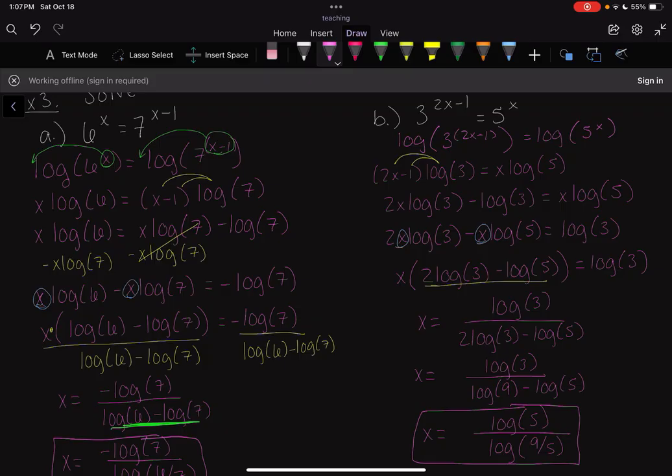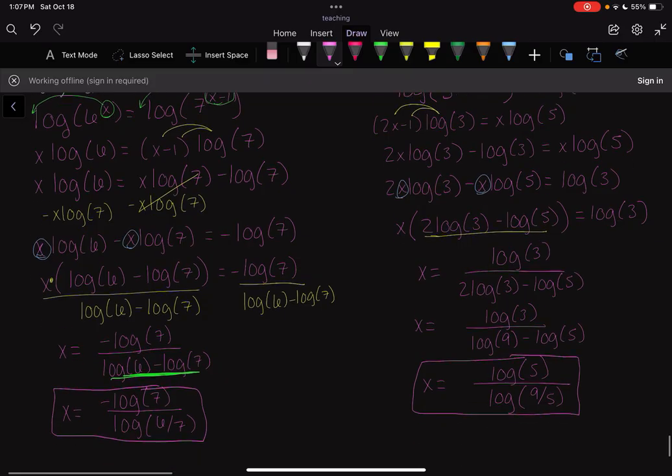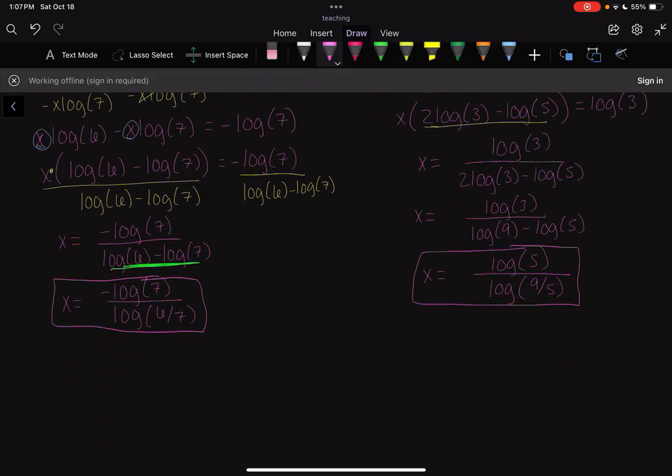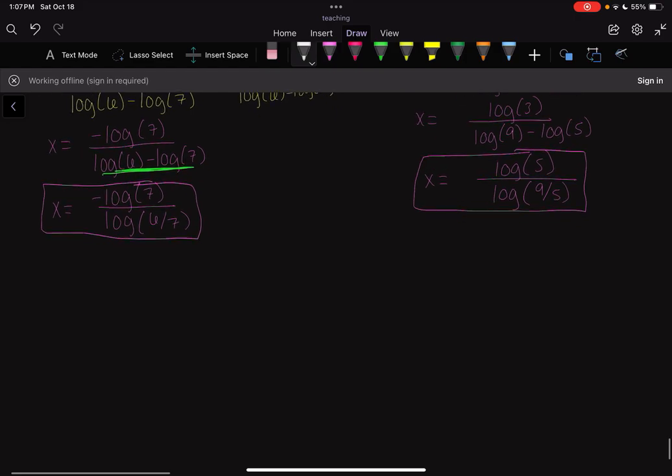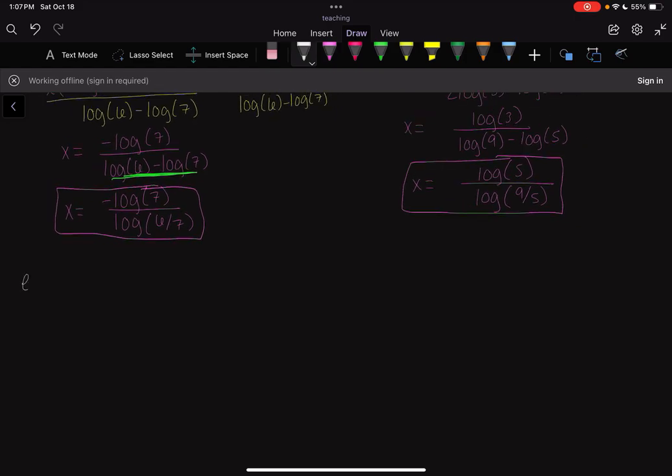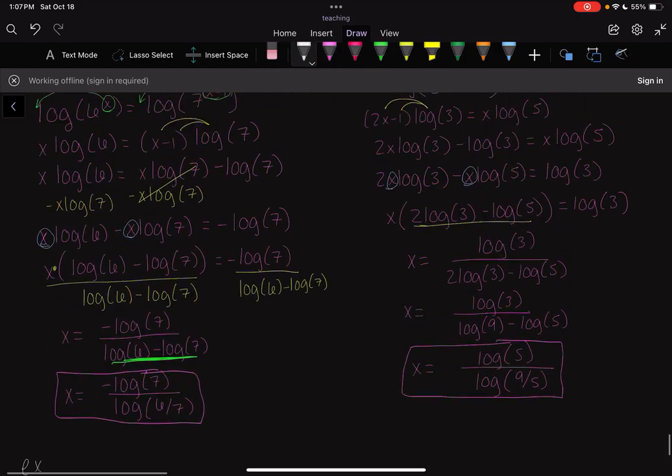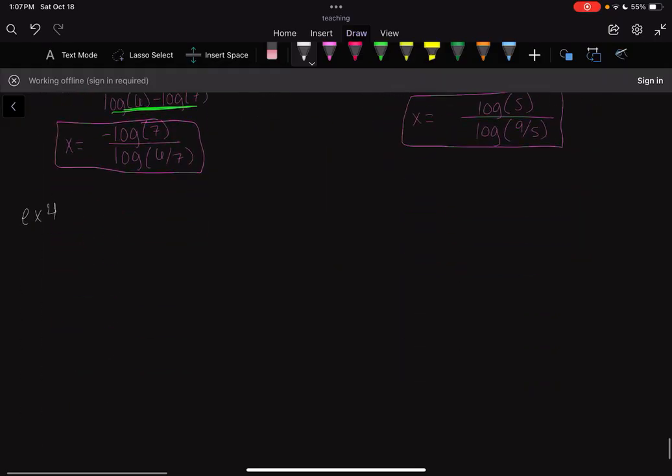All right. Now let's look at solving some logarithmic functions. So example 4, I believe, yeah. Example 4, we're going to do some logarithmic ones. So we'll say solve, and let's do ln x squared equals ln 3x.